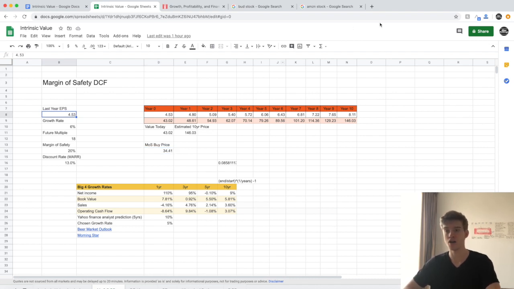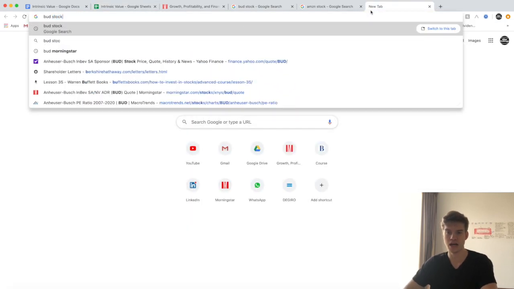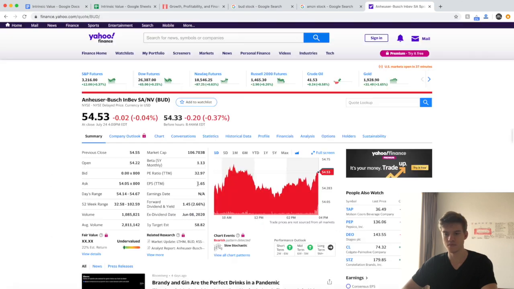To find this for any company you want, you just type in the company's ticker symbol and stock, and you can go into Yahoo Finance. So here you would see that this is where the earnings per share would be for the trailing 12 months. So it means from today to 12 months ago. However, I'm using the earnings per share from the year of 2019.